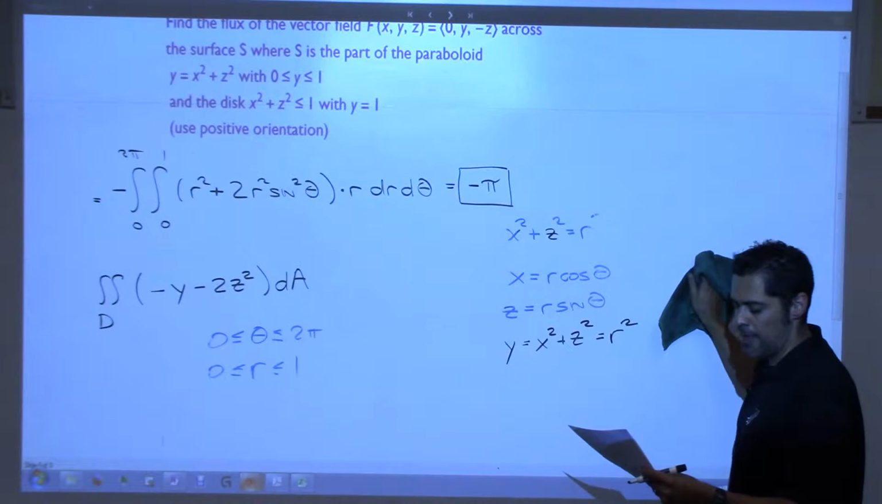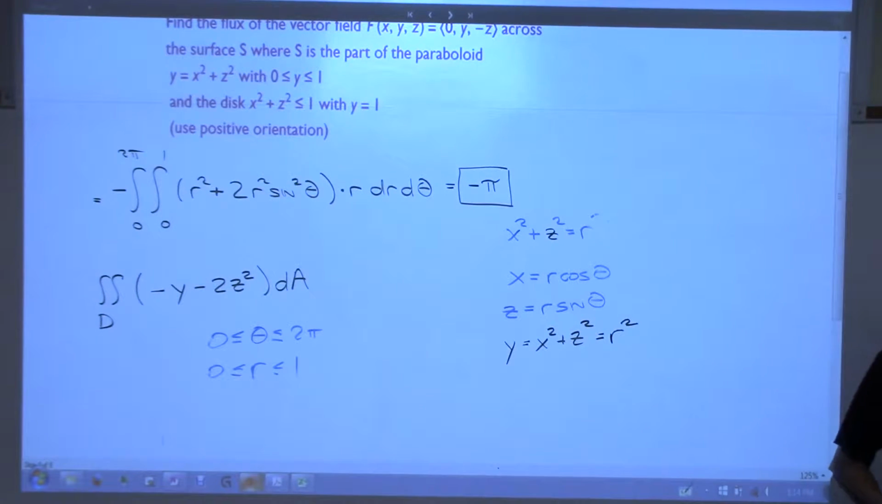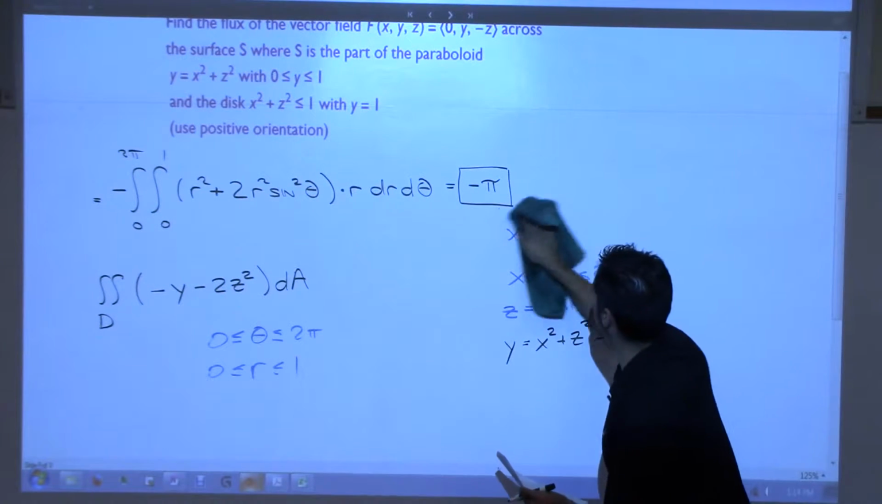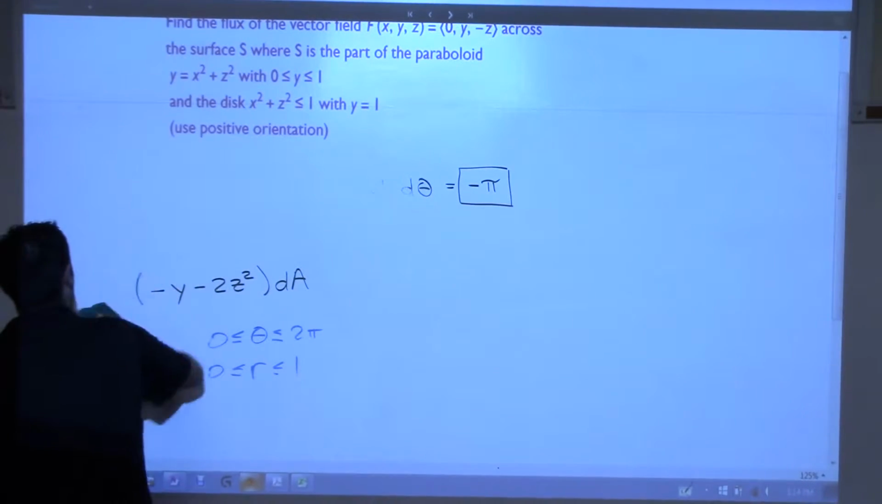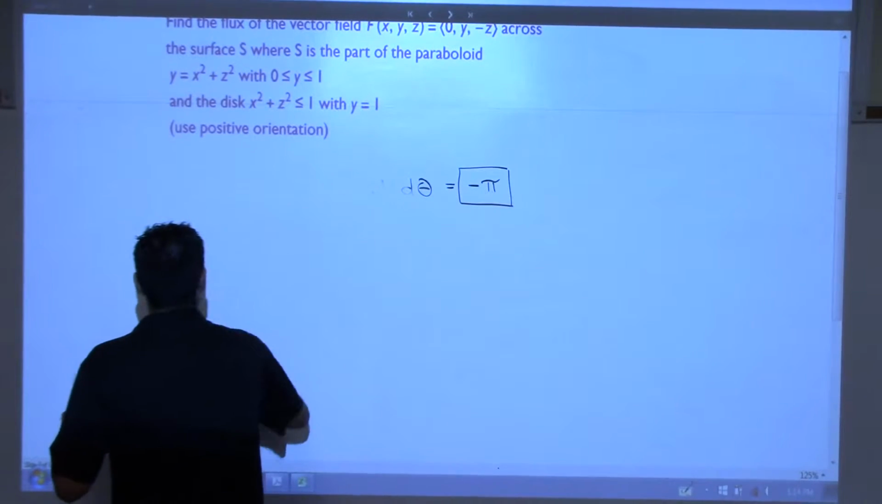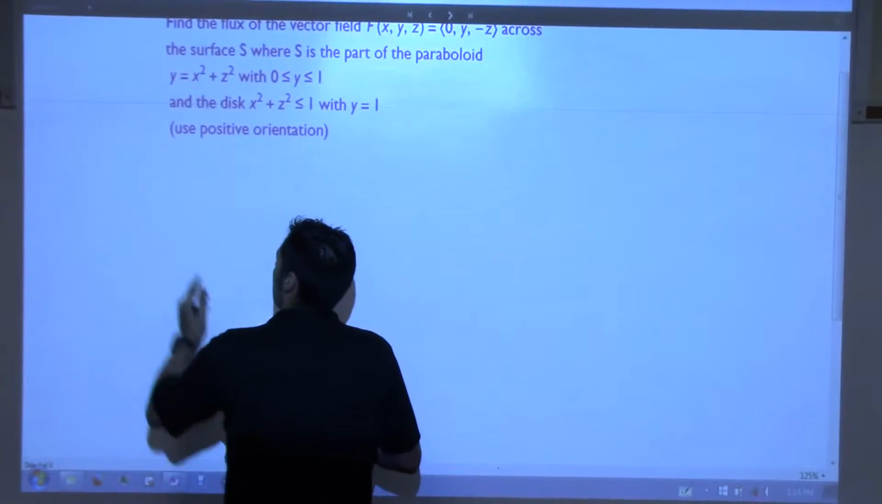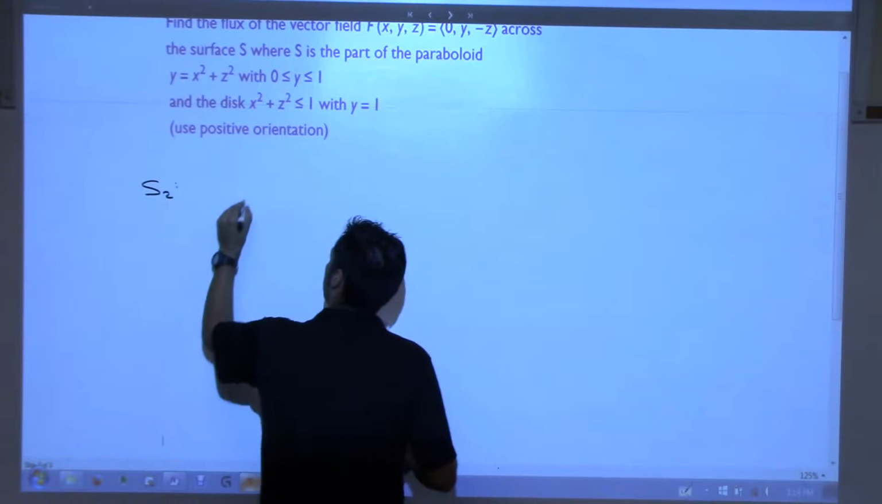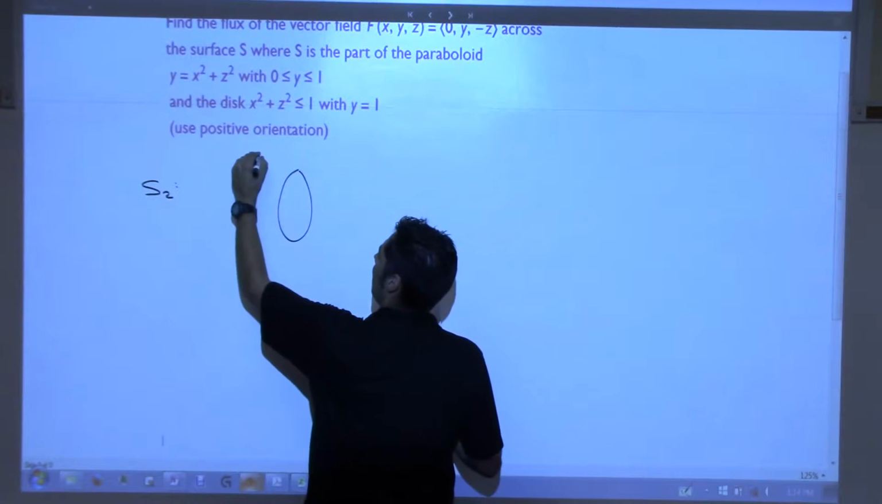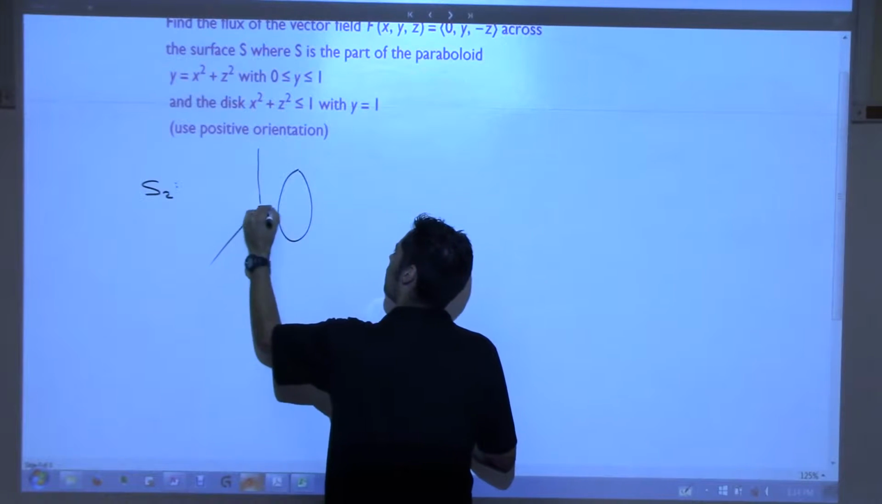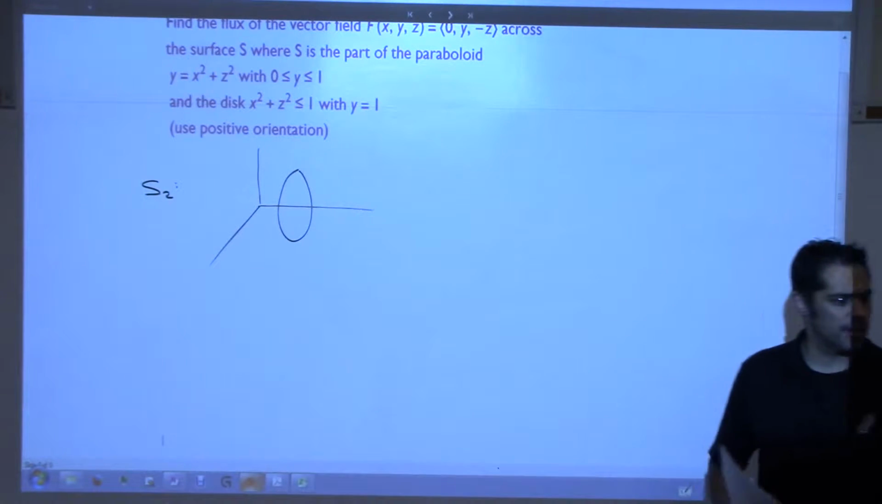Now, that's just S1, right? S2 was that other piece, and we have to look at that also. So this was for just S1. All right, so let's look at S2. Now for S2, we had just this part, right? It was that circle that capped off the paraboloid. It was like that piece right there.